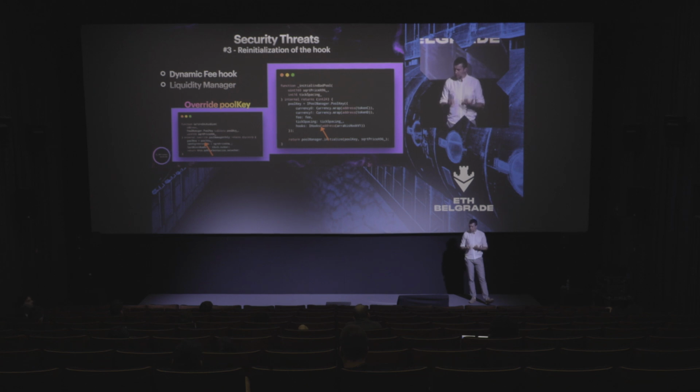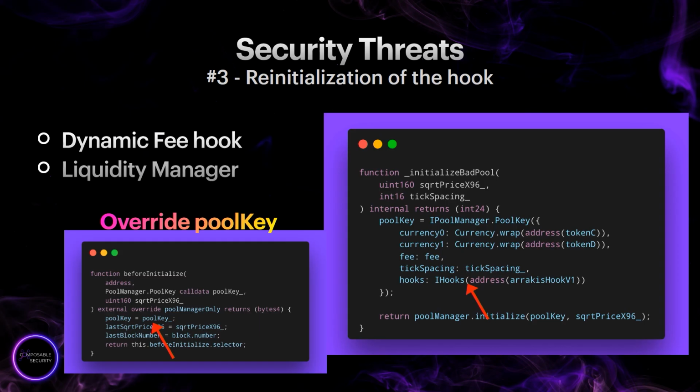But what happens if you try to create another pool and pass the same hook contract to the new pool? So this is the code that does that. You simply call initialize on pool manager and specify that you want to initialize a pool with some data, and one of the data is the hooks contract. So you're going to use the same hook contract that was in the previous example.